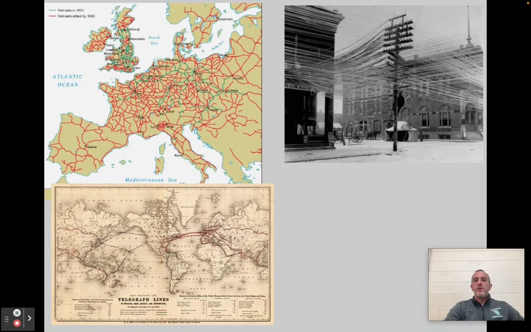So this is just a picture of telegraph lines right here. If you want to know what it looked like, very, very densely populated. These are the telegraph lines. They have them along the ocean floor, which is kind of cool. Not much different than our internet cables today. We have internet cables that are on the ocean floor or under the water.